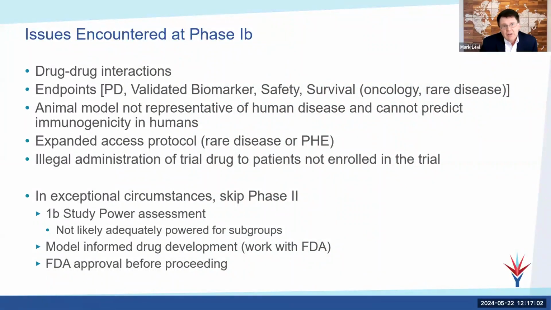So what do you have at 1B? Well, you have drug-drug interactions that can show up. You have endpoints like pharmacodynamics, validated biomarkers, safety. In rare disease and oncology, you have just strict survival. The problem is that the animal model is not always representative of human disease and cannot always predict immunogenicity in humans.